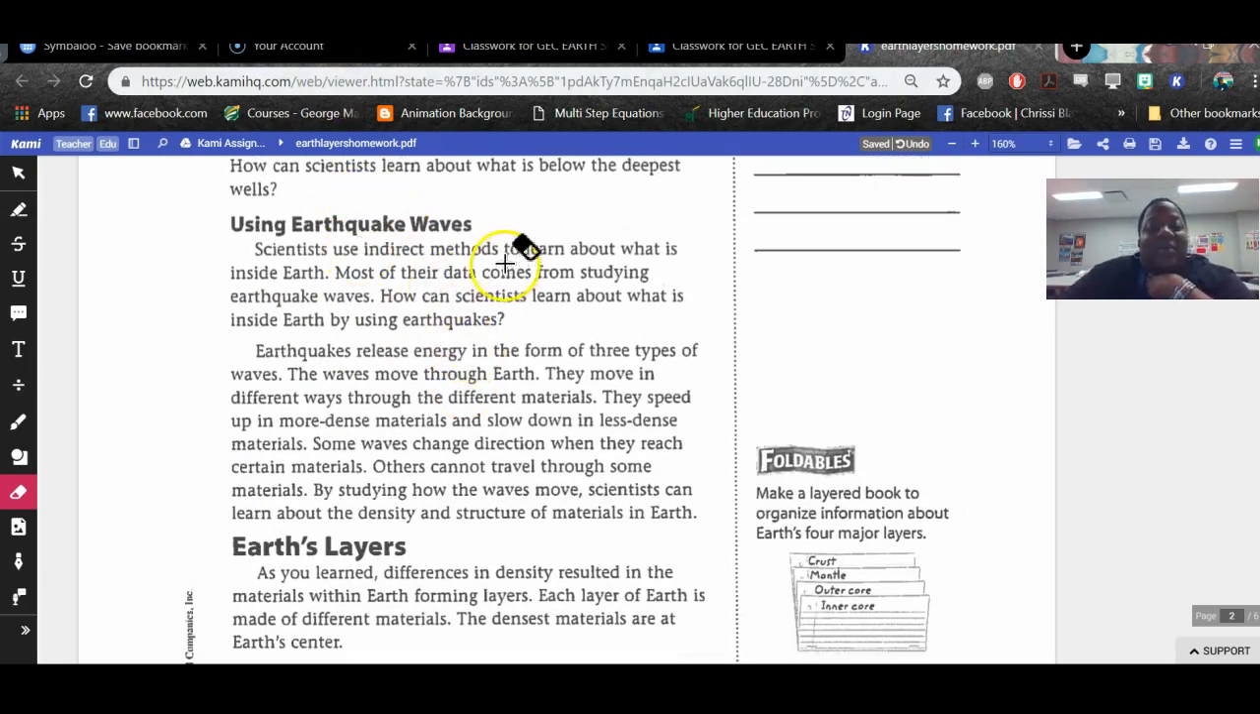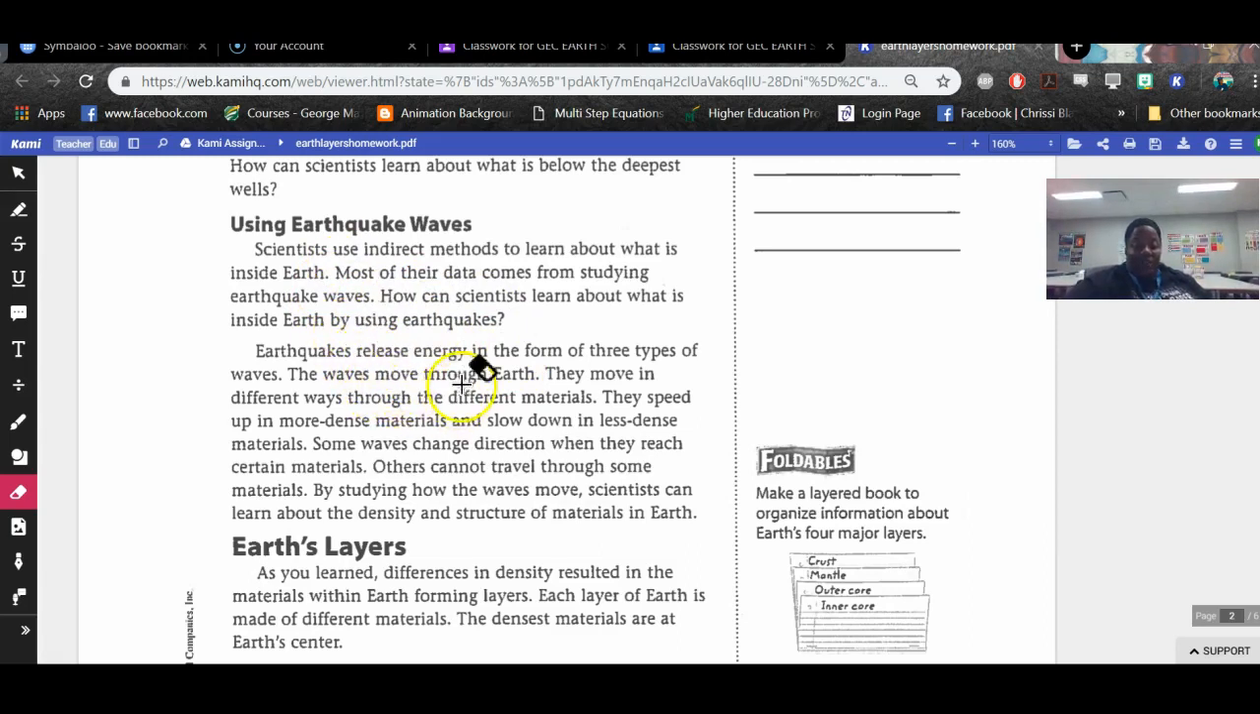Scientists use indirect methods to learn about what is inside Earth. So indirect means kind of like another way around it, but not exactly doing it. So it's indirectly. Most of their data comes from studying earthquake waves. How can scientists learn about what is inside Earth by using earthquakes?